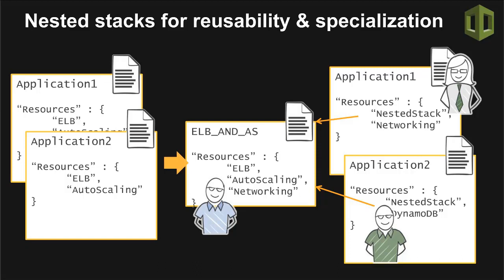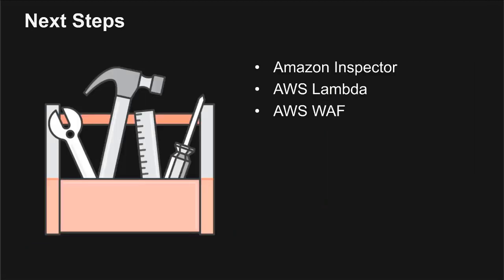So let's talk about some next steps here. What I would recommend is taking a look at, again, Inspector to integrate security testing into your application lifecycle management. I would take a look at Lambda. So as you break down your application into smaller and smaller pieces, some of those pieces you'll be able to get rid of your instances in general and use Lambda, which is a serverless service.